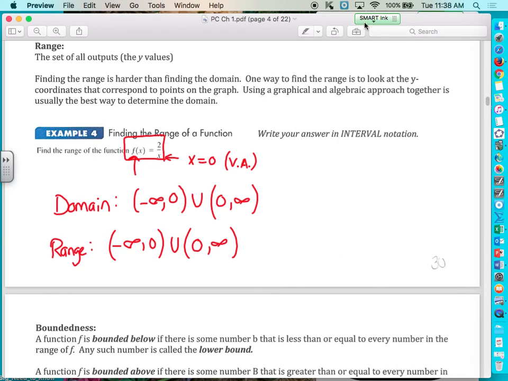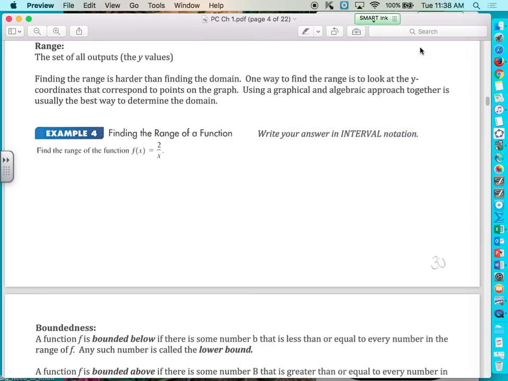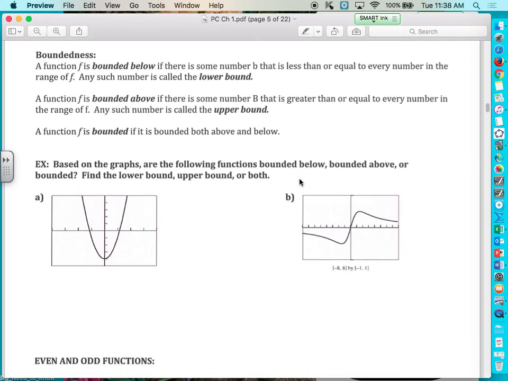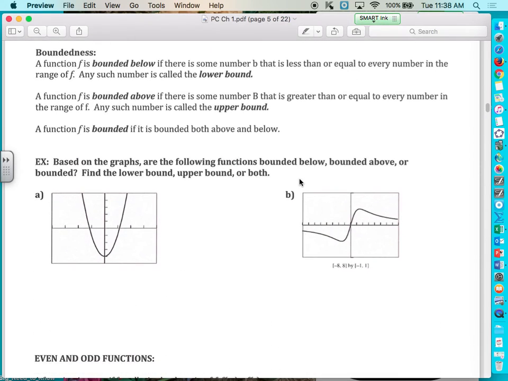So if you're looking for range, I would put it in the calculator. I would look at the graph on the calculator. Range is bottom to top. How far down does it go? How far up does it go?